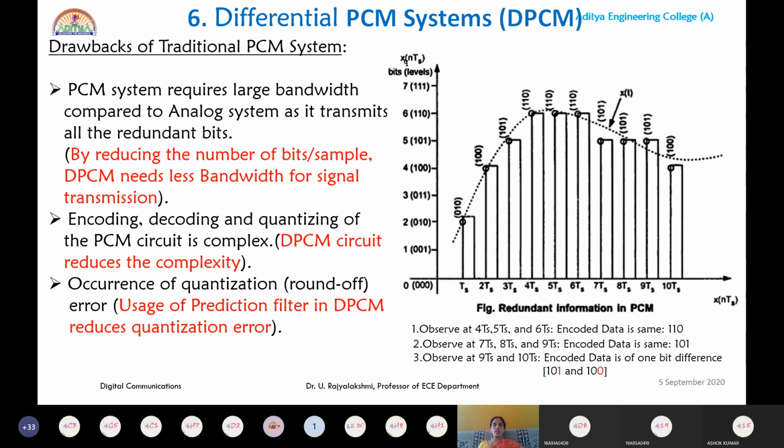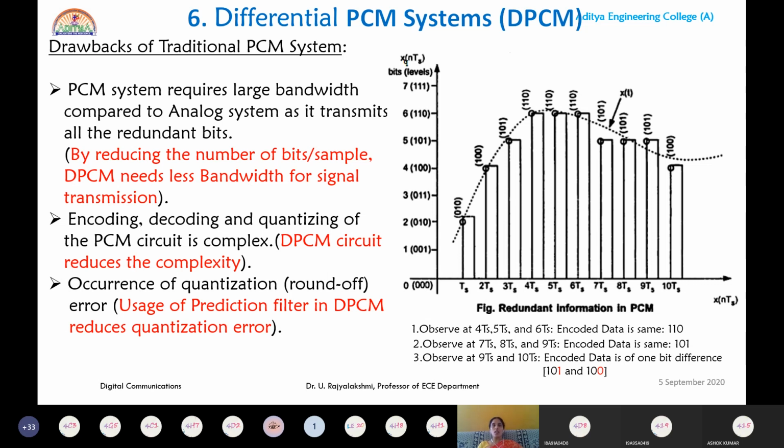What happens as the number of bits increases? We know that our signaling rate will increase and at the same time the bandwidth will also increase, because there exists a relation between the bandwidth and signaling rate as R by 2. Bandwidth is equal to half of the signaling rate. So as the signaling rate increases, our bandwidth will also increase. So PCM requires large bandwidth compared to the analog system.